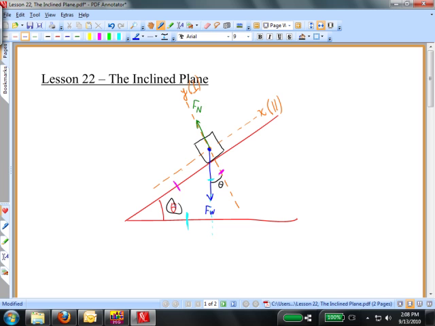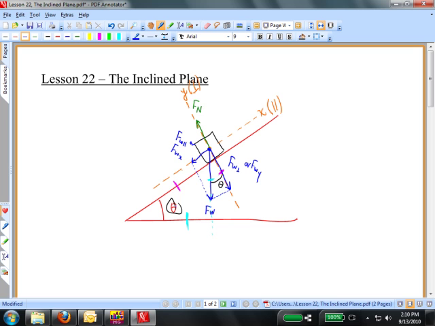So now I want to resolve my weight force into a part that is parallel to the incline and a part that is perpendicular to the incline. So I'm going to take this weight vector and sketch the sides of a rectangle where the weight vector is the diagonal of that rectangle. I'll notice that there are two right triangles in that diagram, and I can use the sides of those right triangles to resolve the weight into a component parallel and perpendicular to the incline.